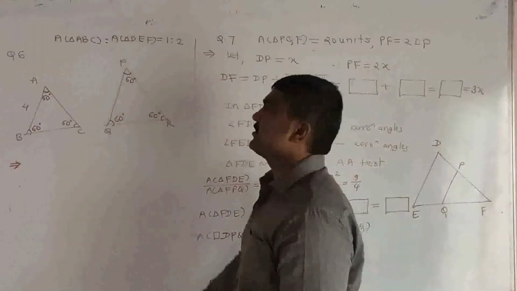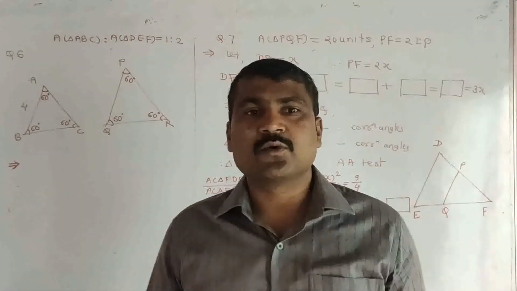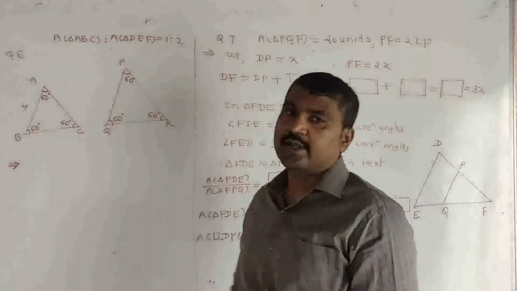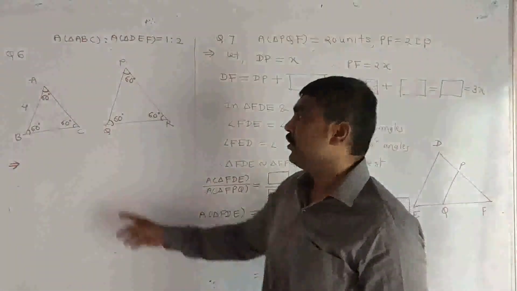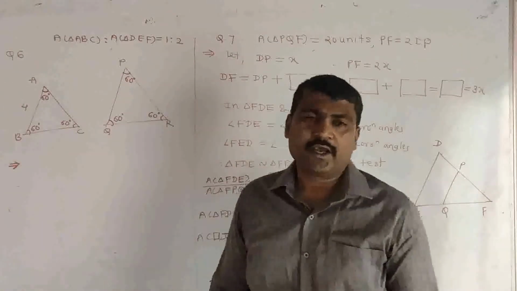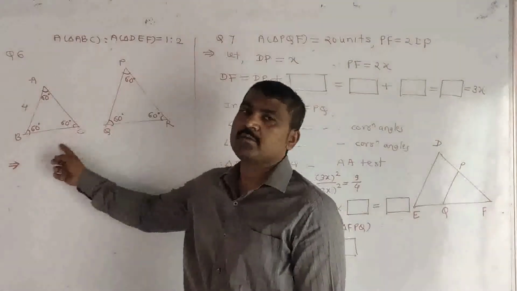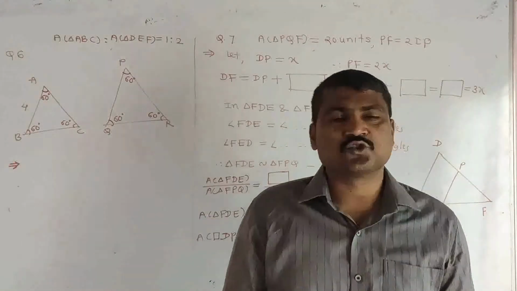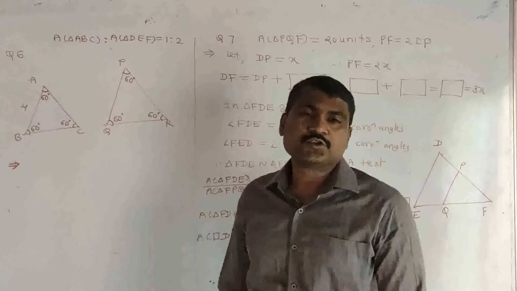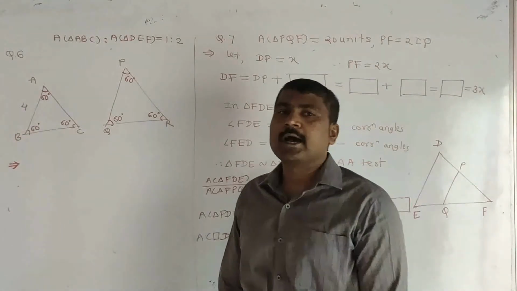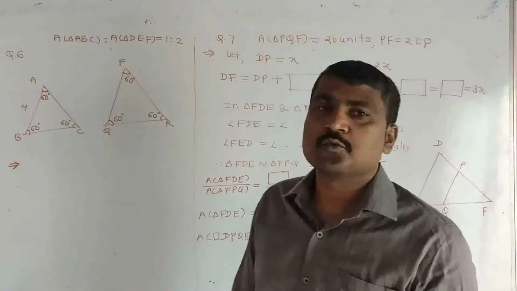Also, what is given there? The ratio of their areas is given, and one side is given. So obviously, what do we have to do? First, we have to show these two triangles are similar. It is clear that one pair of angles is the same, the second pair is the same, all three pairs are the same. So by which test? By the AA test of similarity, we can show these two triangles are similar. After showing it, we can apply the theorem of ratio of areas of two similar triangles.